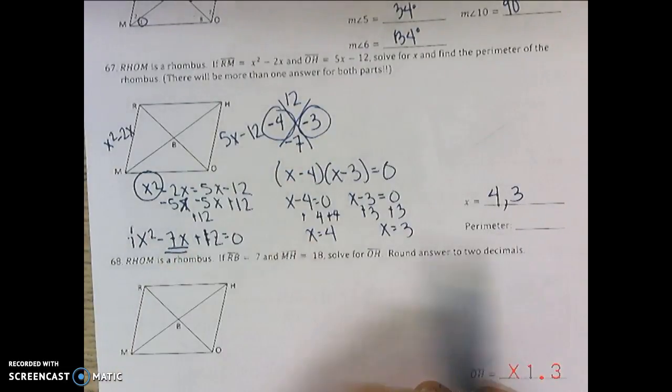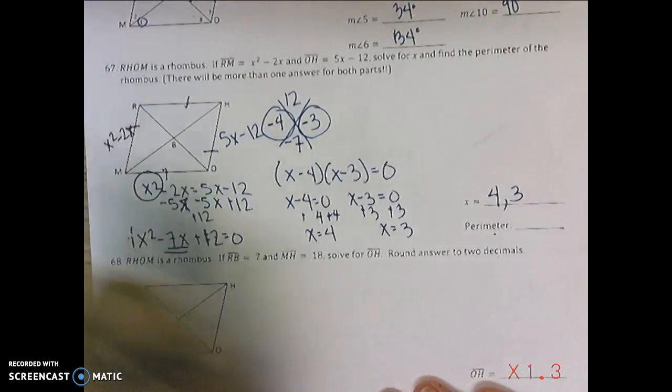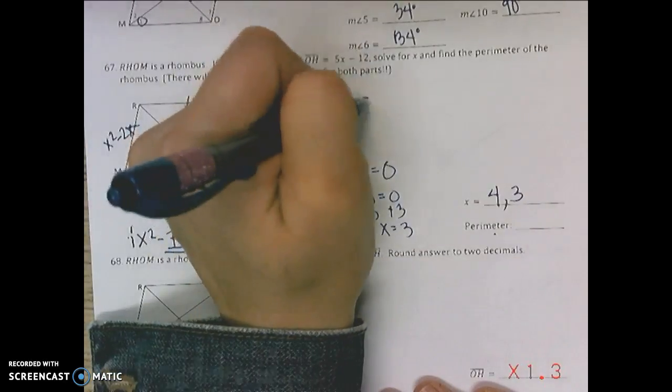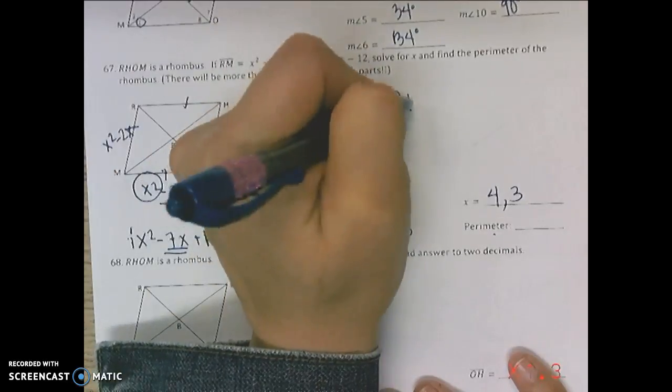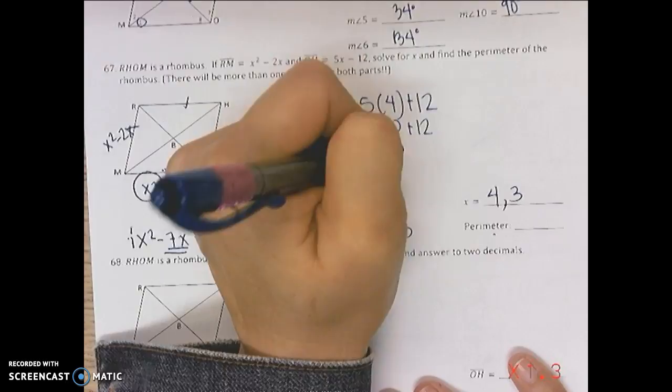Okay, so now it wants my perimeter. Remember, it's a rhombus. All the sides are congruent. So I'm going to take my x's. Since they're both positive, just plug them both in. I'll have 5 times 4, based off of this side, plus 12. That's 20 plus 12 is 32.